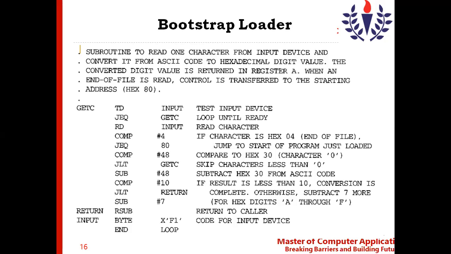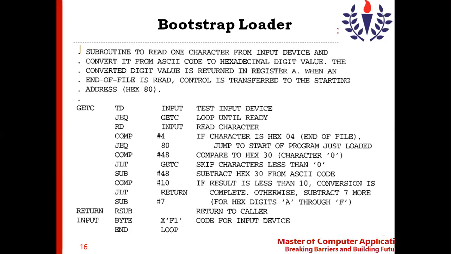So in the getC subroutine, it's not only reading the character, it also does the conversion. That is what the conversion process will be doing in this few instruction set. That is the reason the comparison happens and the jump instructions will be called. Once this is done, then it will return. So RSUB is the return from the subroutine.